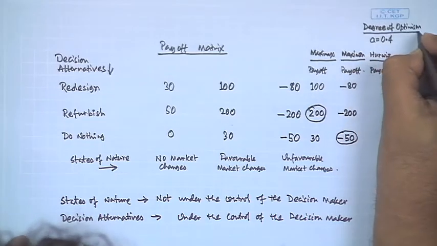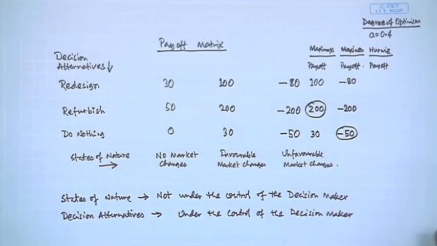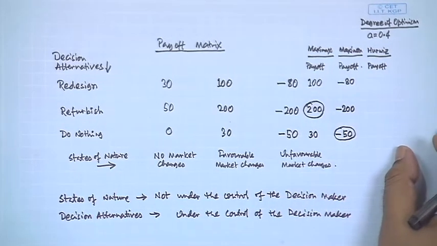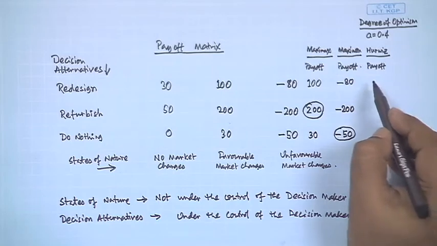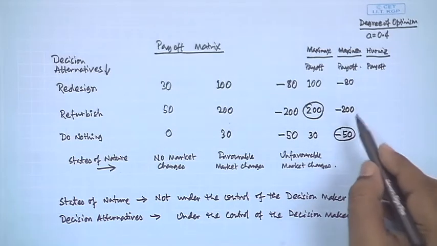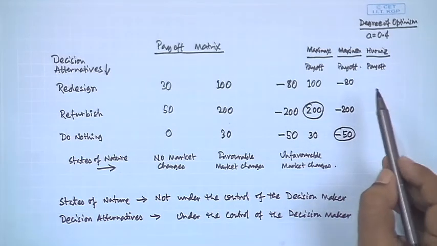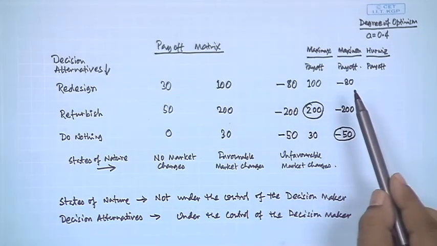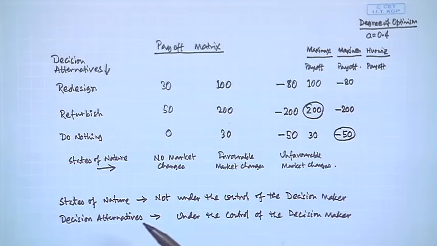The degree of optimism alpha equals 0.4. So the degree of optimism is 0.4 and this is the Hurwicz operator. So basically what does it mean? It means the person is 40% optimist and 60% pessimist.